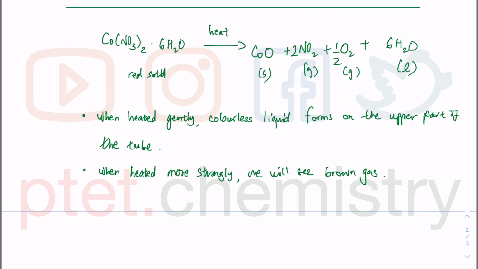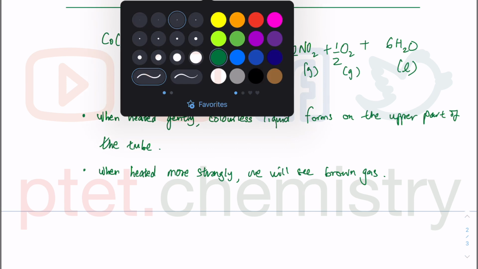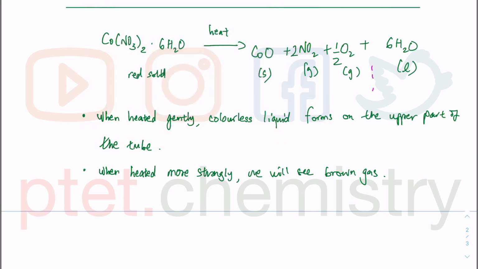So this is one observation, this is another observation. And in terms of the equation, I've put everything in one go, but in reality, this happened first, and then this happens second, because this is upon gentle warming, this is upon much stronger heating.